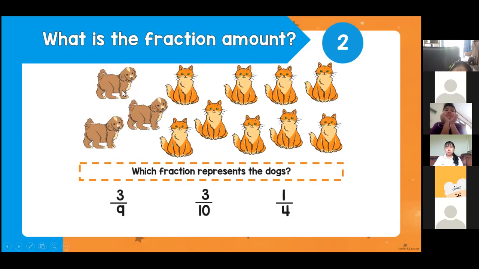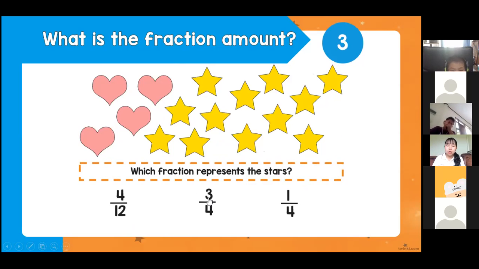Next fraction that represents the dogs. The dogs, we have 1 2 3. 3 dogs of all, how many do we have? 3 of all 12 animals. So it becomes 1/4.